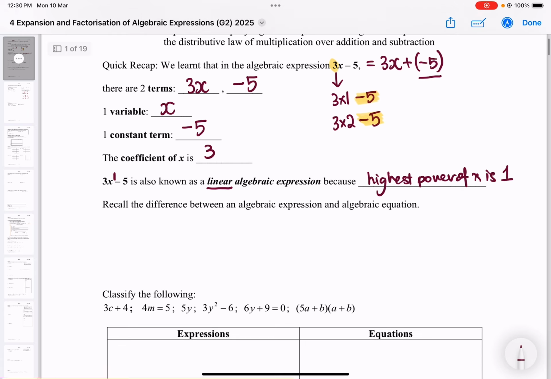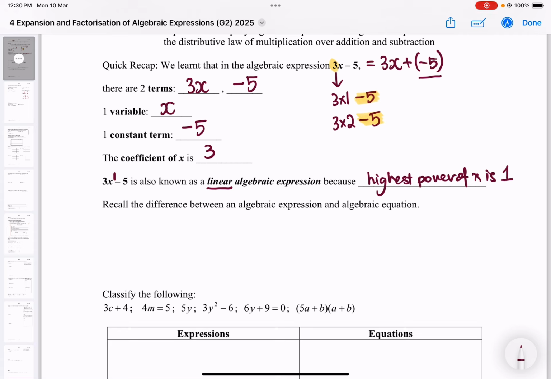Next, let us take a look at the difference between an expression and an equation. An expression is basically a mathematical way to tell the operations that are involved. For example, 3x minus 5 just means 3 times x minus 5. So it's a set of operations that come together. So that is an algebraic expression.